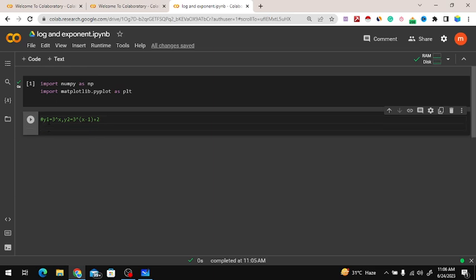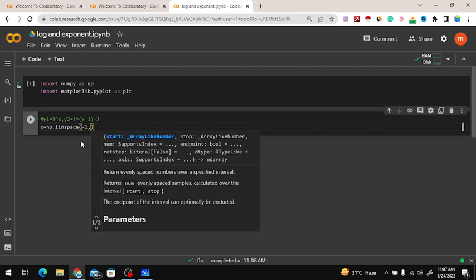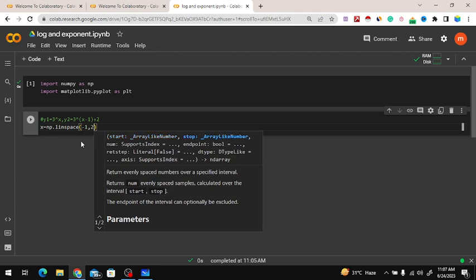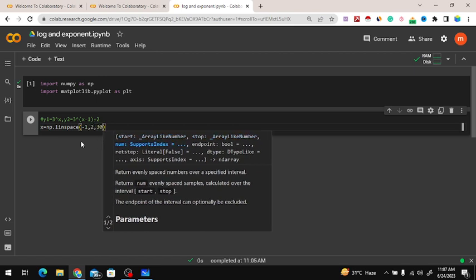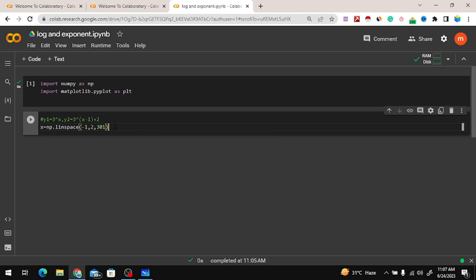First we will plot with linspace, so x should be equal to np.linspace. Now I want to take minus 1 as a negative integer and 2 as a positive integer, and we will take any number, like 301. So now it has been plotted, and now I am going to write here both the equations.